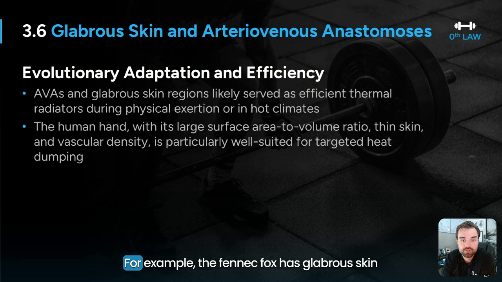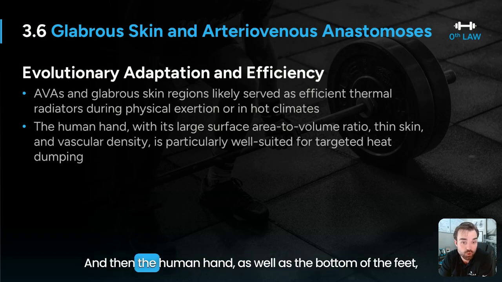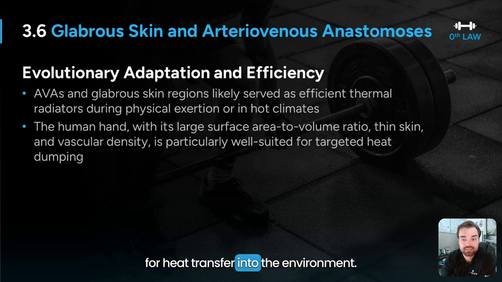You do see this in a lot of animals. For example, the fennec fox has glabrous skin in the ears, and they live out in the desert. That's a primary mechanism of cooling. And then the human hand, as well as the bottom of the feet, are really optimized for heat transfer into the environment.